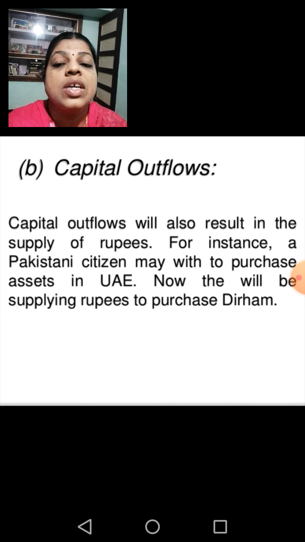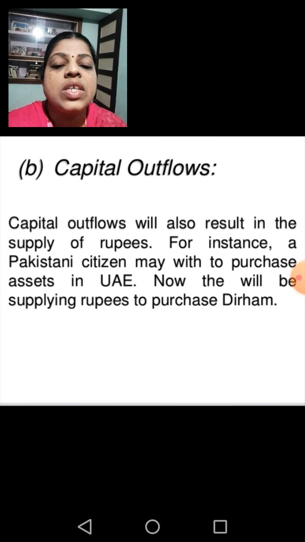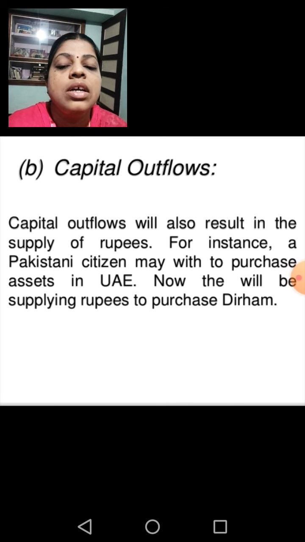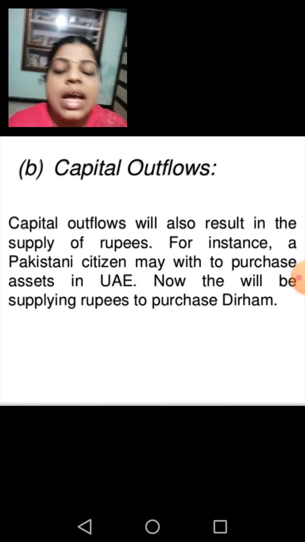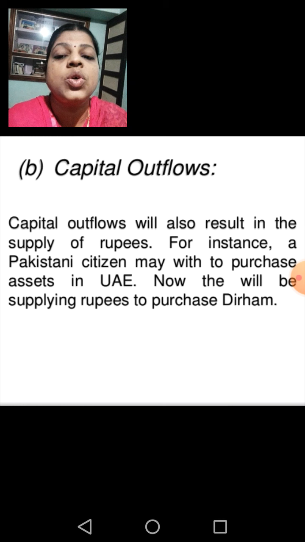The second one is the capital outflow. The demand I told you about was related to the capital inflow. Here, capital outflows will also result in the supply of the rupees. For instance, a Pakistani citizen may wish to purchase assets in the UAE. Now he will be supplying rupees to purchase the dirham.